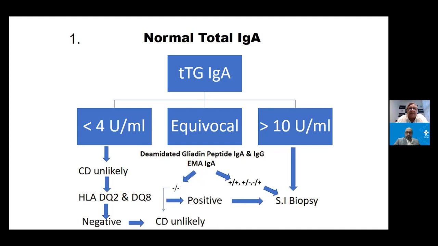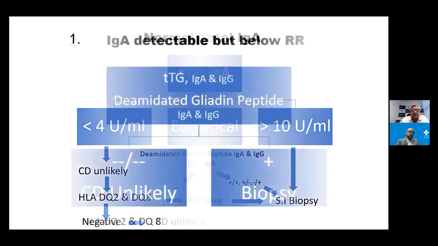If it is equivocal, then deamidated gliadin peptide, anti-DGP of IgG, could be used, or EMA IgA could be used. If it is positive, then it can be confirmed by biopsy, or it indicates that a person is suffering from celiac disease.